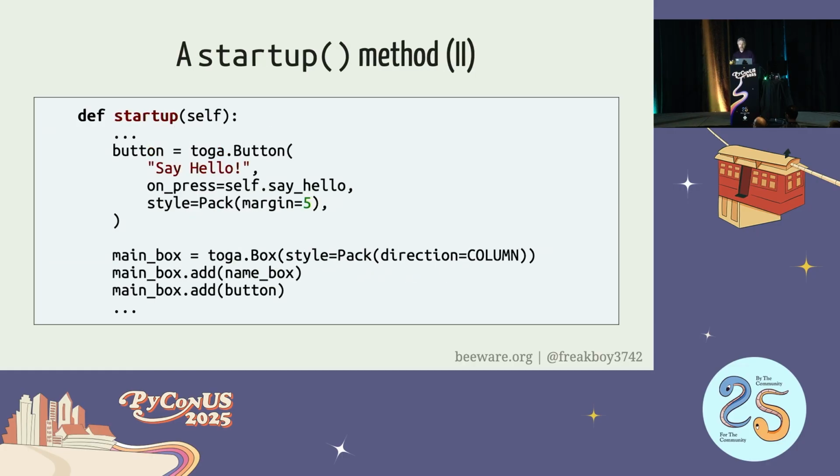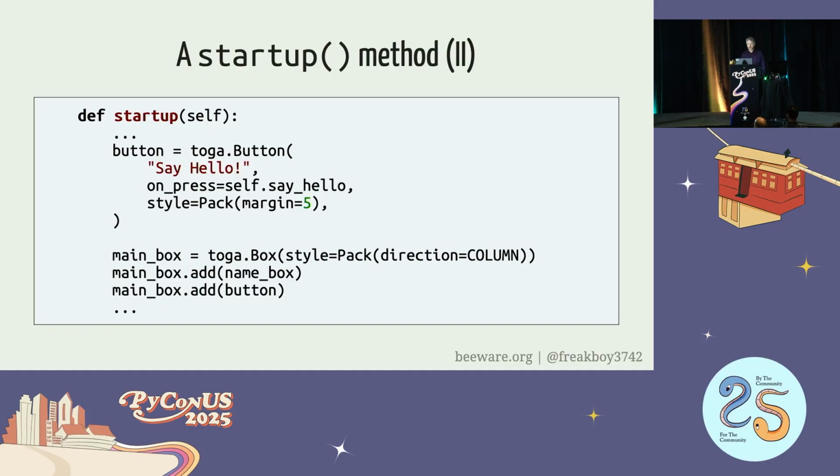Next, we define a button with a label that says "Say hello" and a margin, and declare that when the button is pressed, we want to invoke the say_hello handler on the app. Now, that's all the widgets we need for now, so we can define our app's main box. This time, we're going to say the main box is a column box. All of its children are stacked vertically. This time, instead of declaring the children at the time of construction, we're going to add them one by one to the existing widget. It's functionally identical to what we did with the name box.